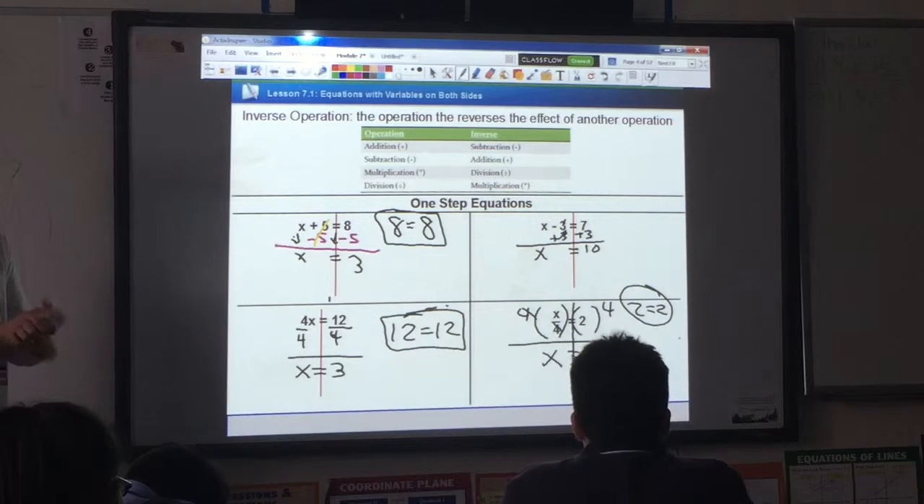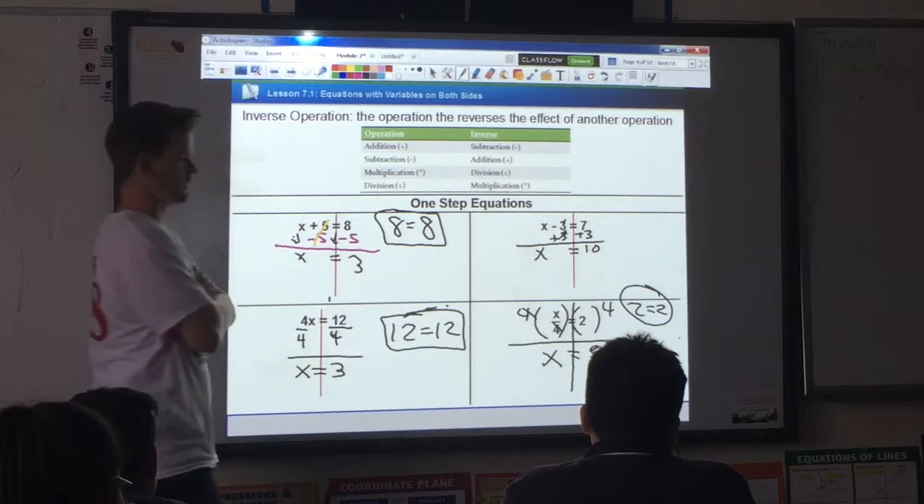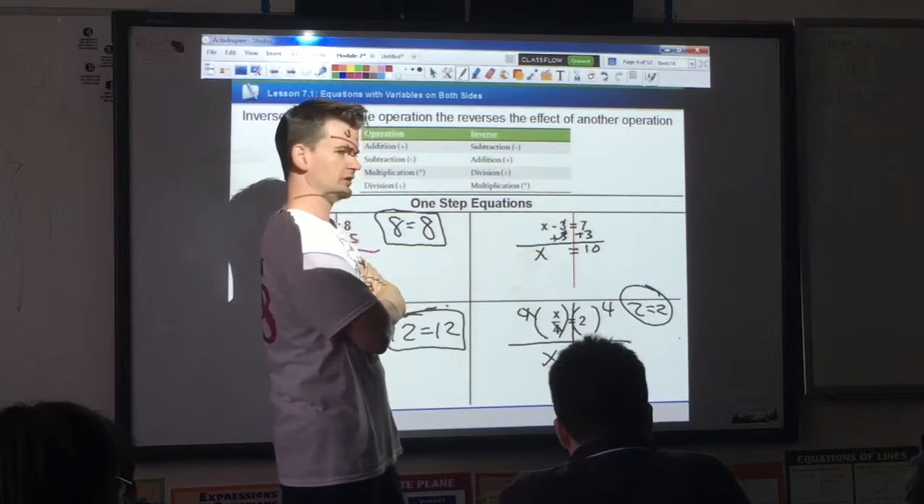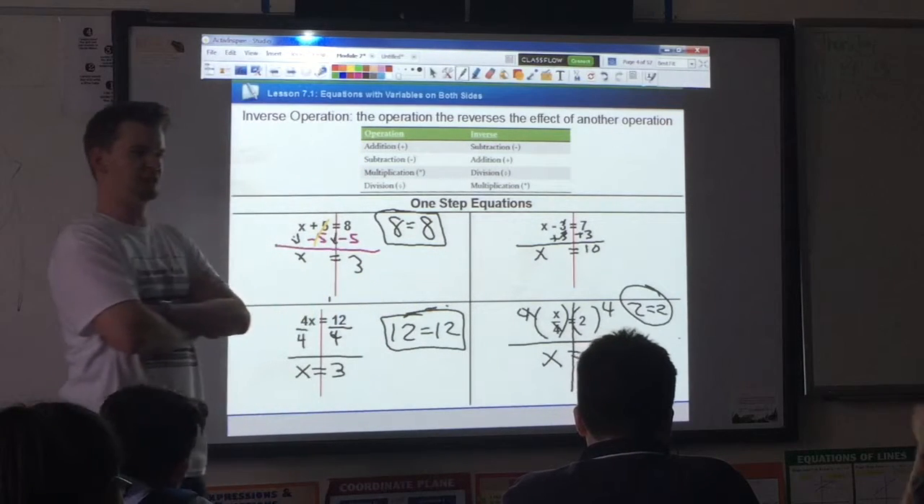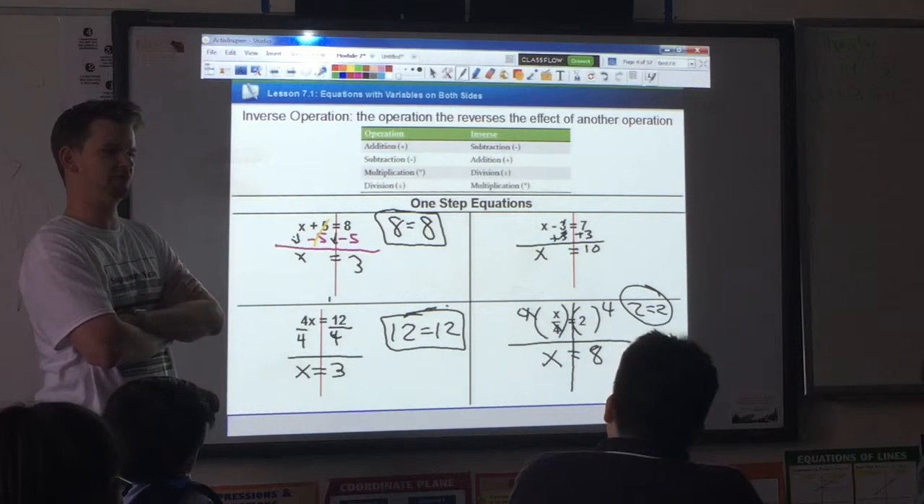What if it wasn't an x on the top? What if it was like a 1 or something? What if it was a 1 on top, like 1 over 4 equals 2? Isn't that just saying that 1/4, that's not an equation though, right? Because we don't have a variable.